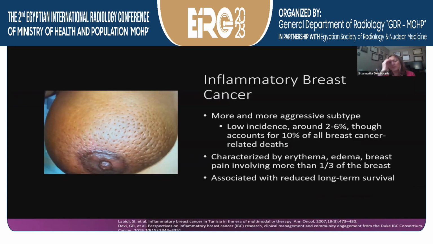In this case, this was an inflammatory breast cancer. Her doctor did treat her for an infection, but her breast was not warm to touch. She did have this significant edema, erythema, breast pain involving her breast. It is of a low incidence, about 2 to 6% of the cancers that we find in the breast, but it does account for 10% of breast cancer related deaths, so it's associated with a reduced long-term survival.